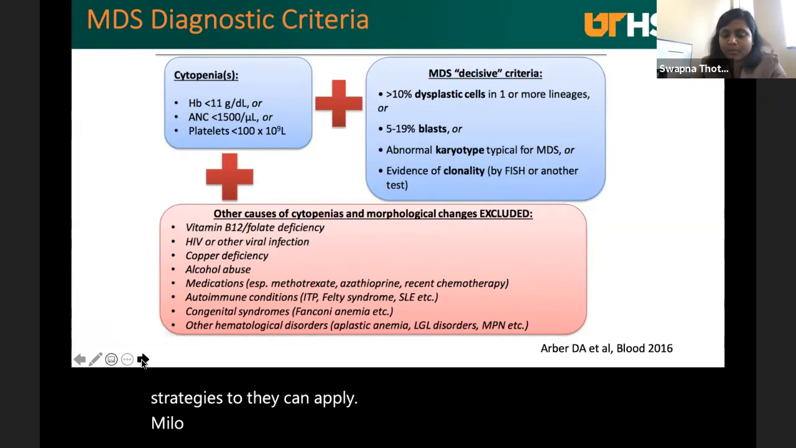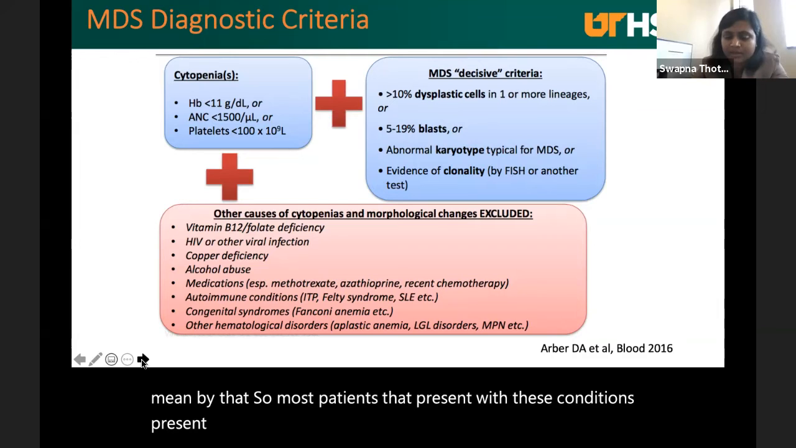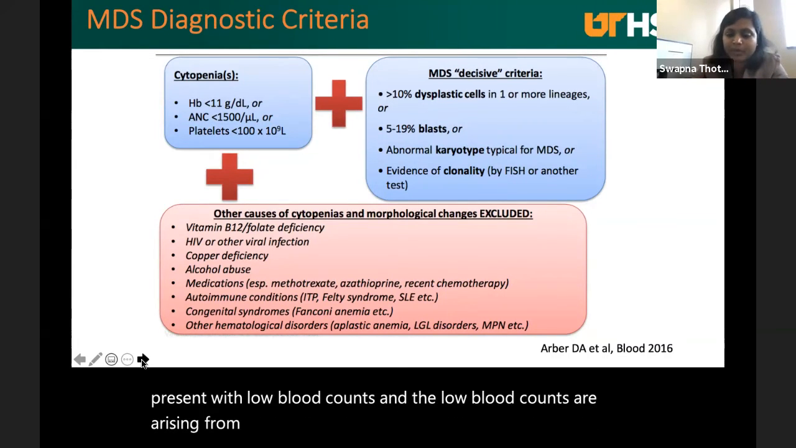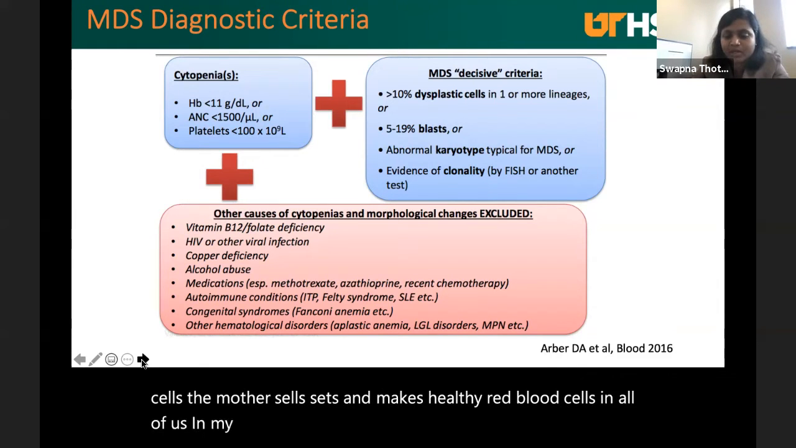Myelodysplastic syndrome is a morphological diagnosis. What do I mean by that? So most patients that present with this condition present with low blood counts, and the low blood counts are arising from the bone marrow. Bone marrow is where all the stem cells, the mother cells, sit and make healthy red blood cells in all of us.